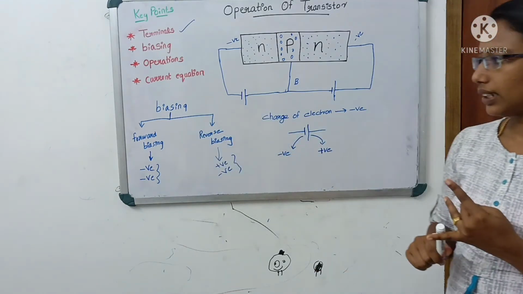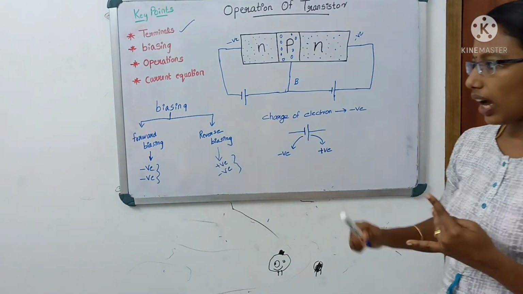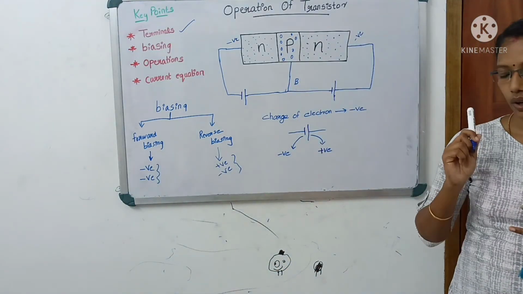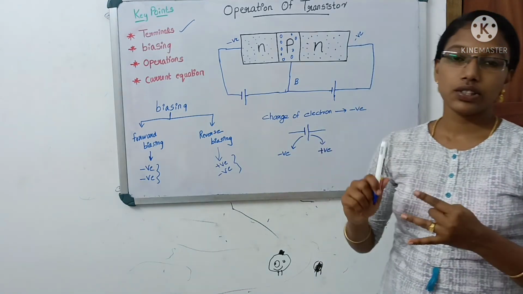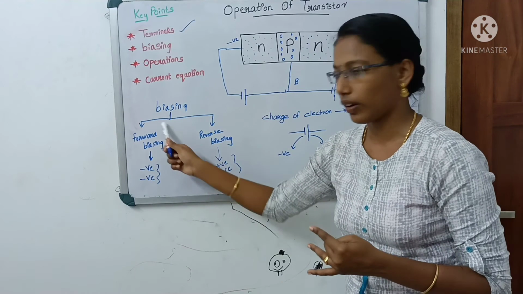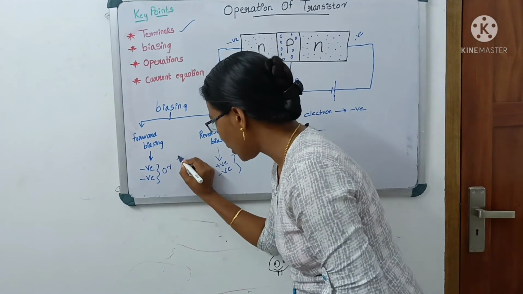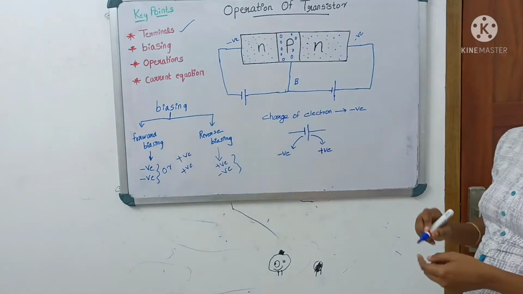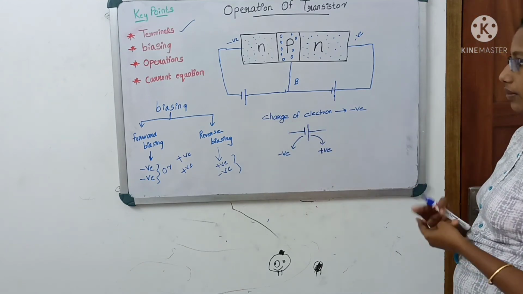So biasing is of two types, forward biasing and reverse biasing. If we apply it like that, the negative terminal of the cell is connected to the negative terminal of the device, so we call it forward biasing. Likewise, if we connect positive to positive, it is also forward biasing, and negative to positive means reverse biasing.